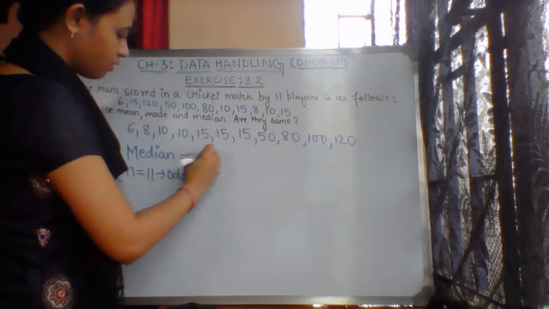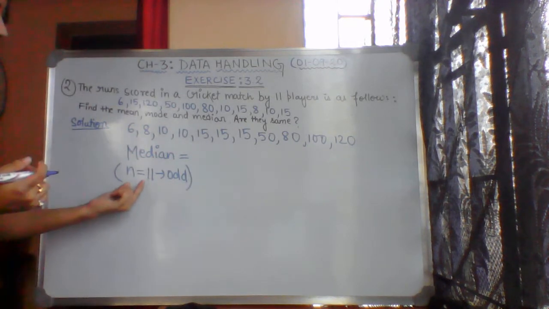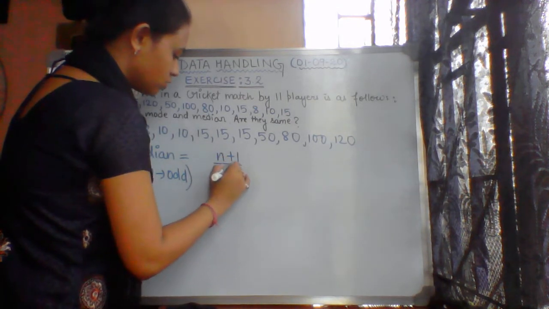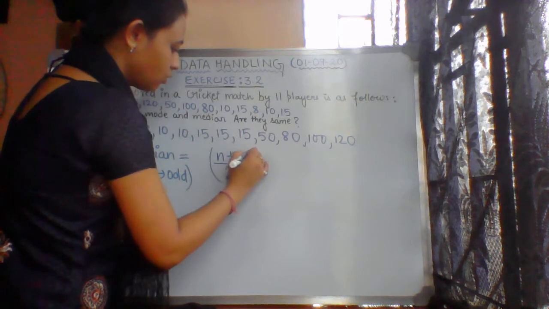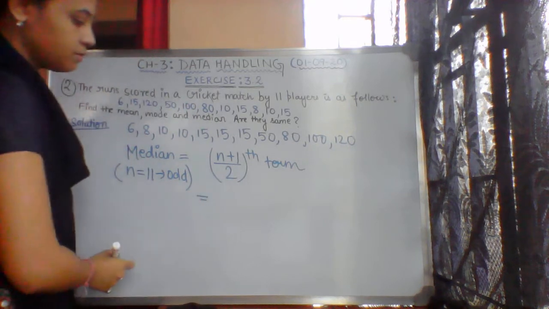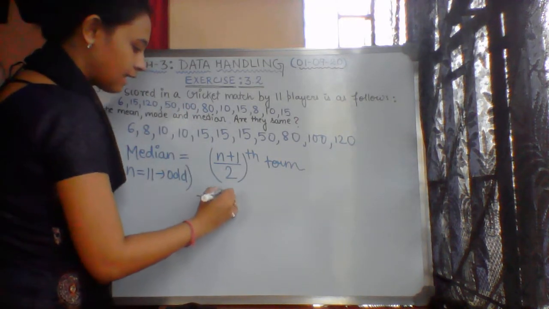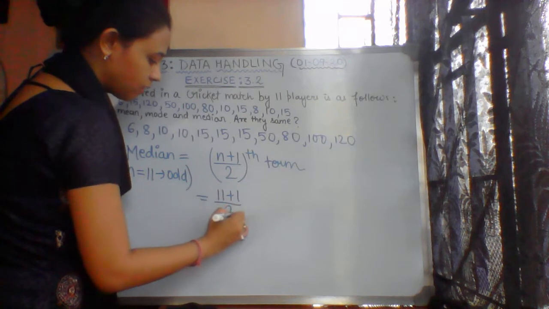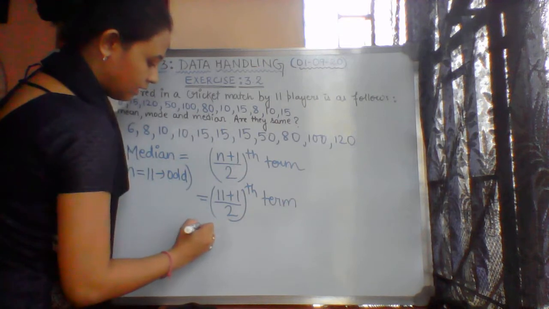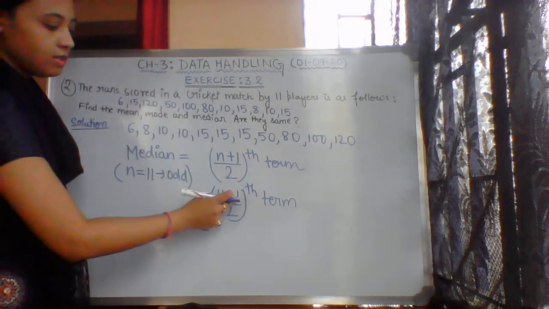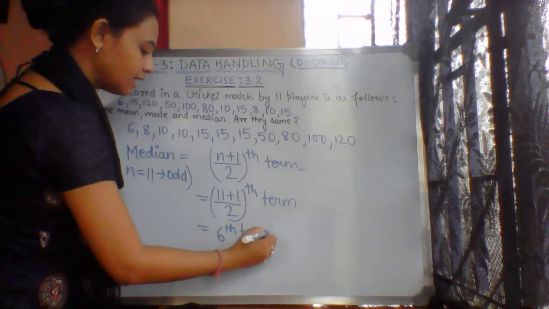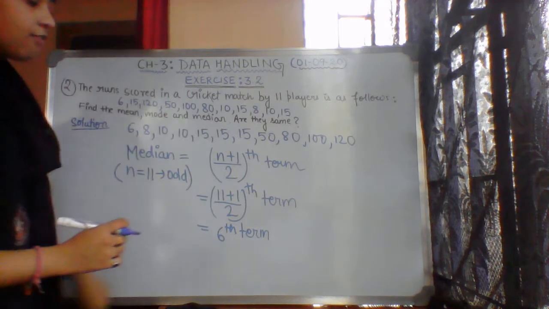So now the one formula we use when n is odd is (n plus 1) whole divided by 2th term. So what is that term? We have to put the values. N is 11, plus 1, divided by 2. That term will come as 11 plus 1, 12 by 2, the sixth term. So we have to now identify which term is our sixth term.